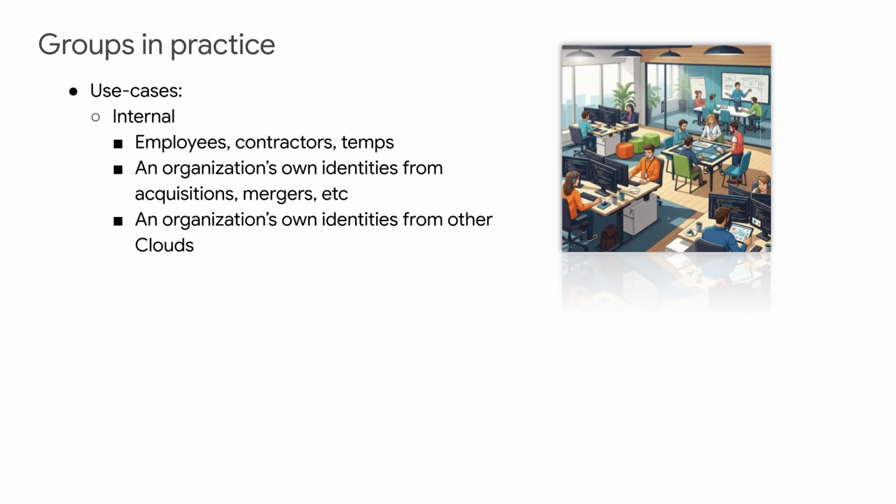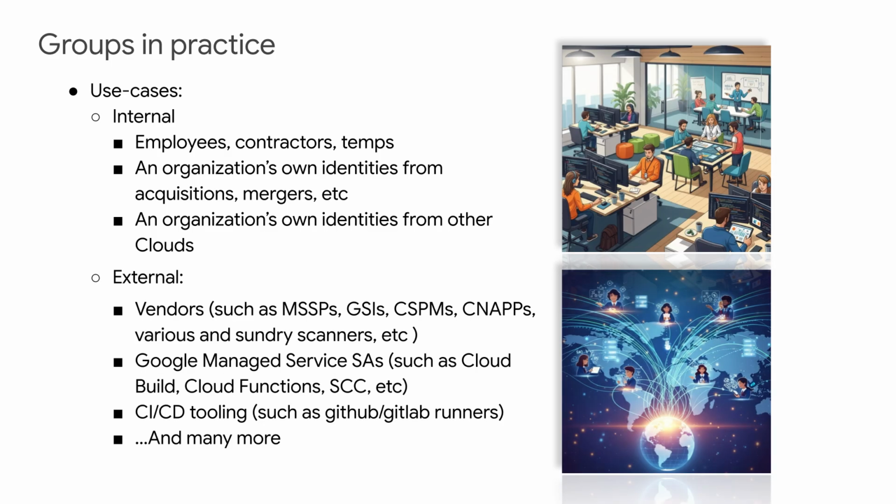Now I'll cover a few strategies some orgs have used leveraging groups in real-world environments. Some internal use cases involve allow listing contractors or temps or even FTEs, or machine accounts from things like acquisitions or mergers. We've also had orgs use groups to allow list their own identities from other clouds, usually for something like a cross-cloud workload. Some external examples include allow listing vendors, such as MSSPs, GSIs, CSPMs, CNAPPs, and any and all flavors of scanners.